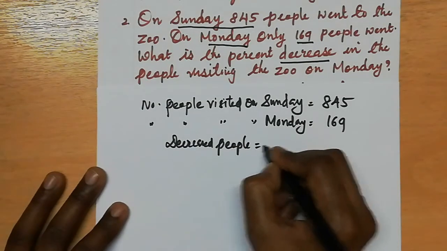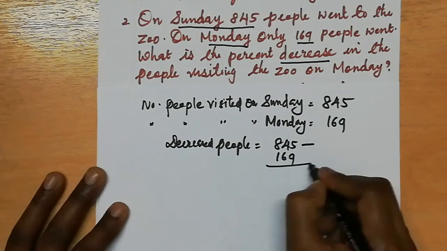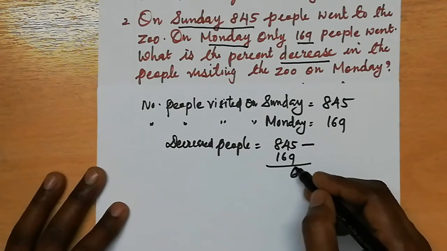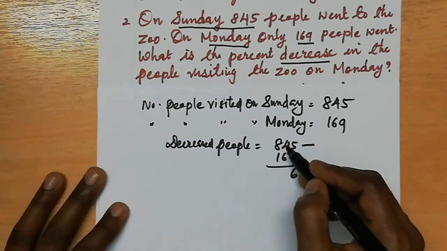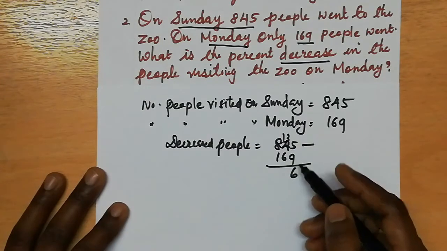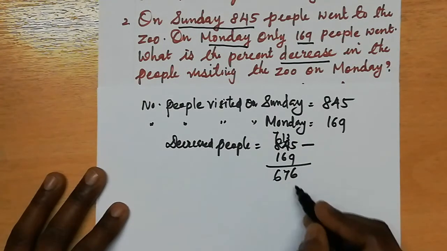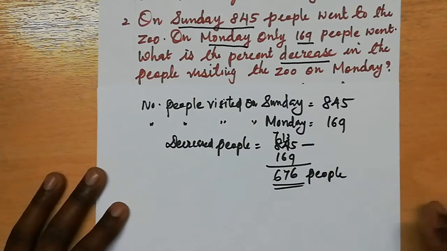So, decreased people is how much? 845 minus 169. Then 15 minus 9 is how much? That is 6. Then 3 minus 6 is not possible, so we will borrow from here. So 13 minus 6 is 7. Then 7 minus 1 is 6. That is 676 people decreased.